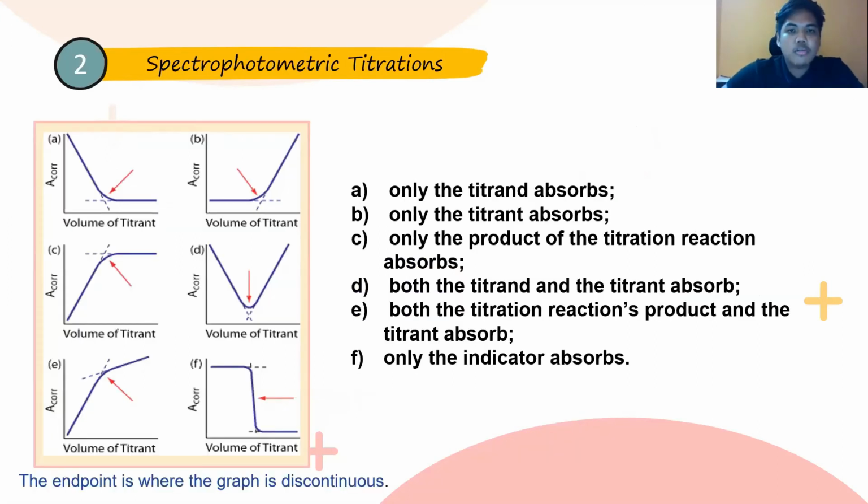As you can see right now, there are 6 types of graph for titration. Why? Because the graph can be determined by which substance absorbs the radiation. For example, in graph A, only the titrant absorbs. In this graph, you can see the red arrow. The red arrow is determining the endpoint. It shows where the graph is discontinuous.